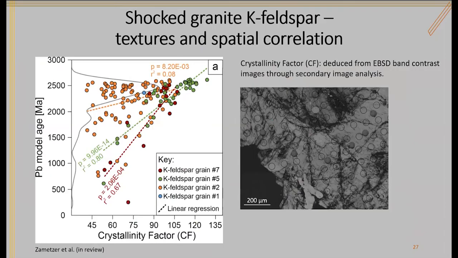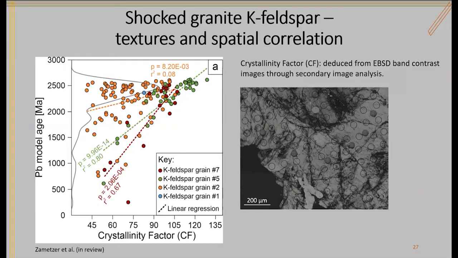We try to quantify this relationship by deducing a so-called crystallinity factor through secondary image analysis. So what I've done is I used the spot locations. I produced overlays of my laser spot locations on the band contrast maps. And with a software called ImageJ, I deduced a mean grayscale value of the band contrast image for every individual spot ablation using images like this one.